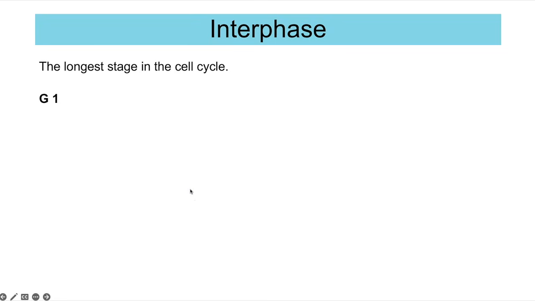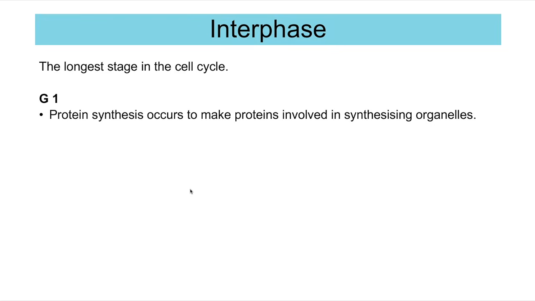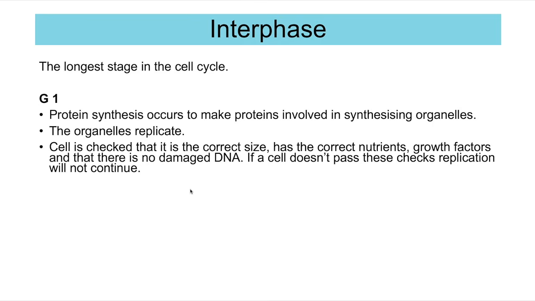So interphase, as I said, is the longest stage. G1 is when protein synthesis occurs to make proteins involved in synthesizing organelles. And then all the organelles can replicate. Because if you're going to split the cell in half, you need to make sure both of those new cells that are created have the correct number of organelles. So that's why we have to replicate all the organelles first.